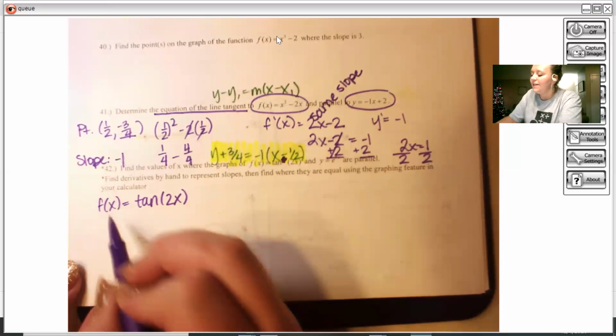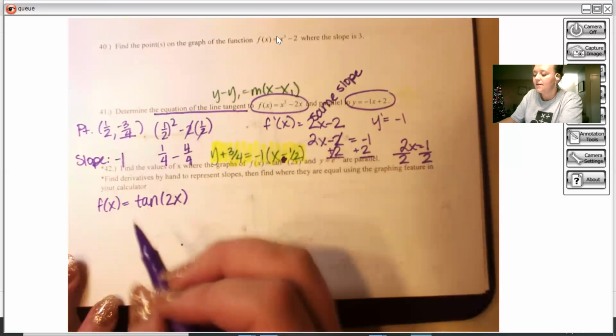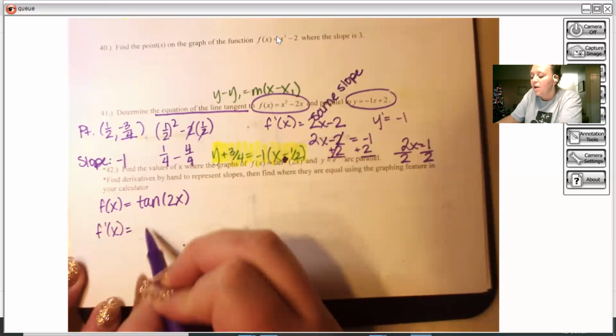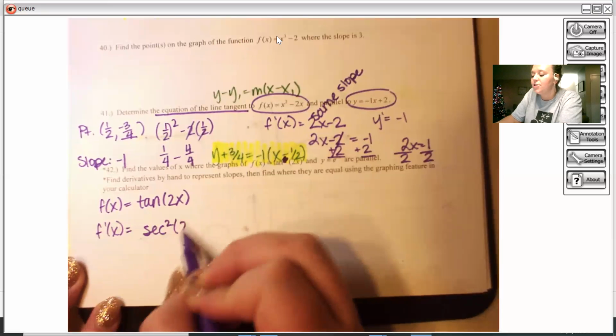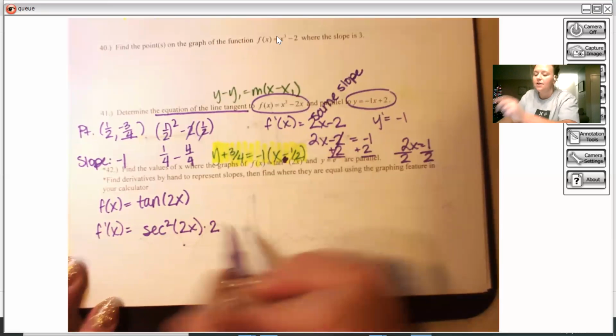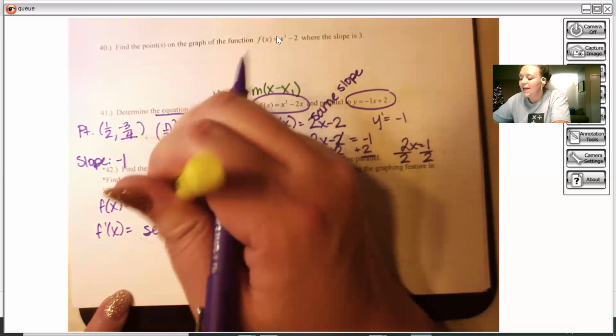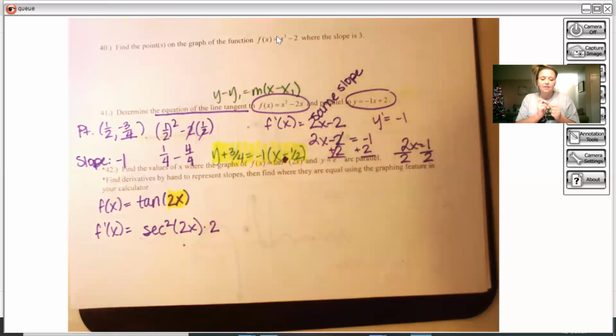So if f is tan 2x, then f prime, which is the derivative of that, would be secant squared 2x times 2. Now, think about that for a second. The rule that I use there is chain rule, because my tan, remember I eliminated the little -1, had a 2x inside it. So I take the derivative of tan, I get secant squared, and then I multiply by an extra derivative of 2x, which is a times 2.